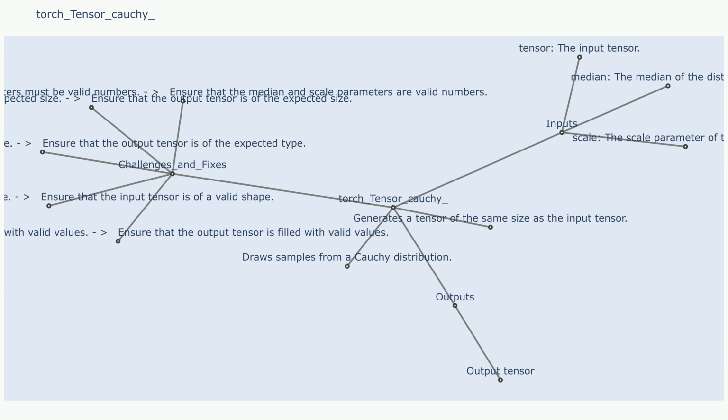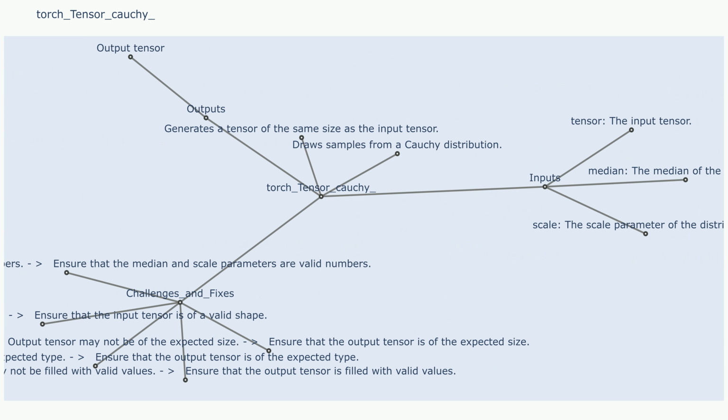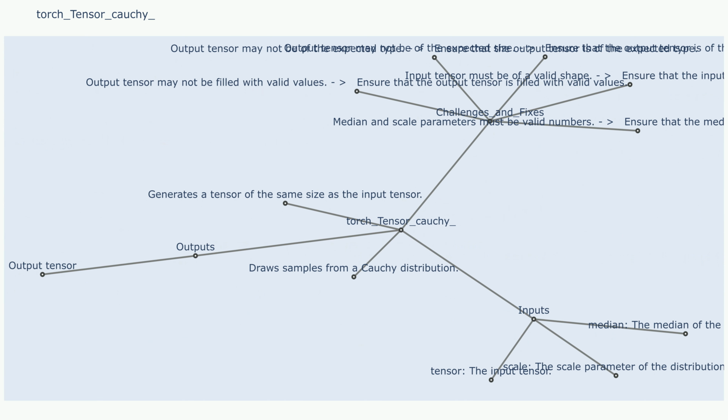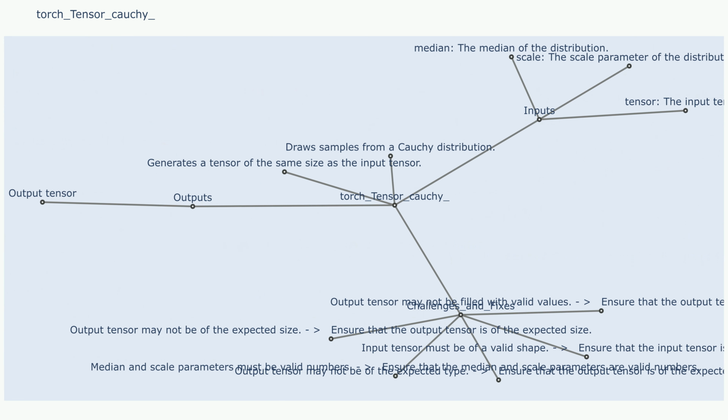Inputs: shape, a tuple or list specifying the desired shape of the output tensor. Loc, optional: the location parameter, the center of the distribution. If not provided, it defaults to 0. Scale, optional: the scale parameter of the distribution, controlling the width of the distribution.